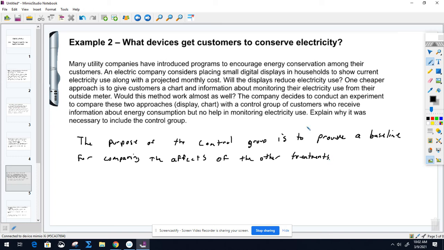Right? What are the two treatments that we're comparing to? The one is you're just given information and nothing else. And then the two that we're looking at is the display, the digital display, where you don't have to do anything and it kind of shows you, hey, I got all these lights on, I better turn them off. Or a chart where we would actually have to go and do that ourselves. Okay.